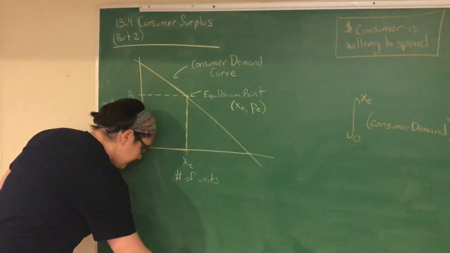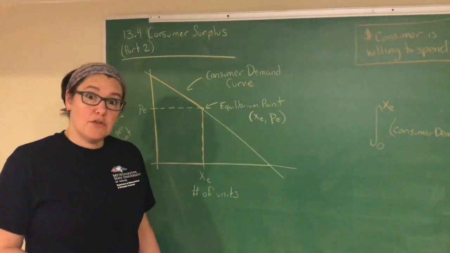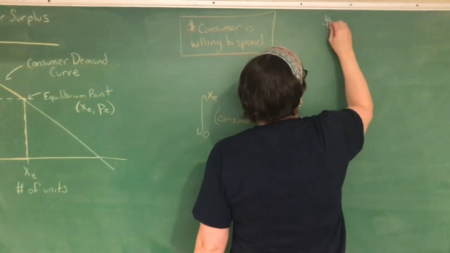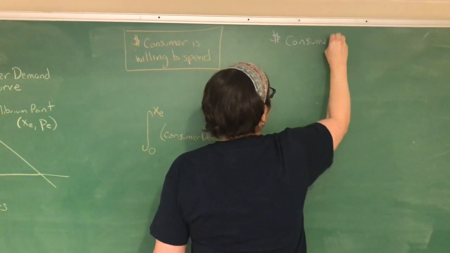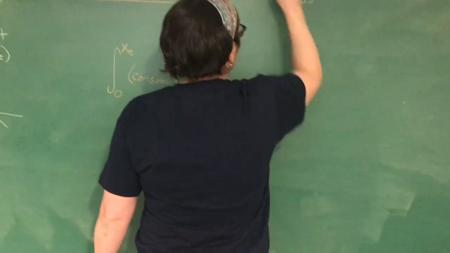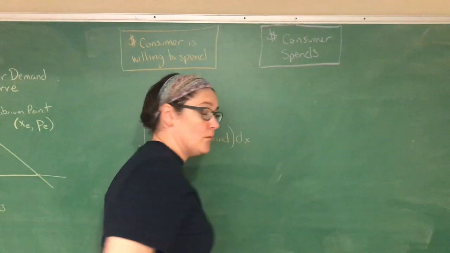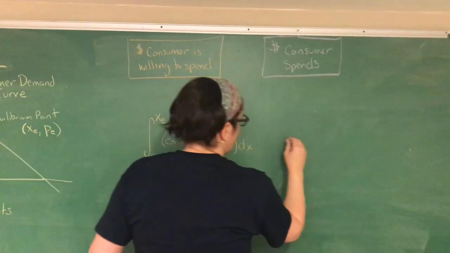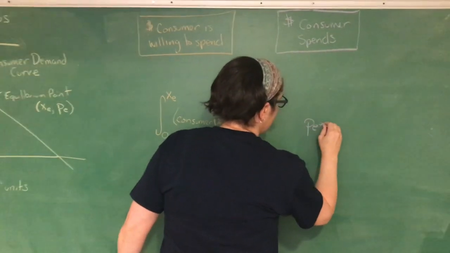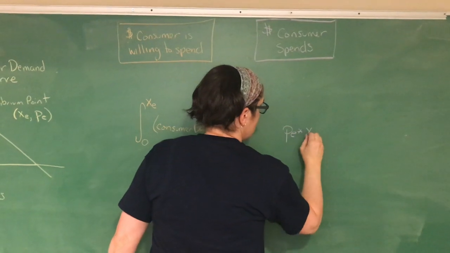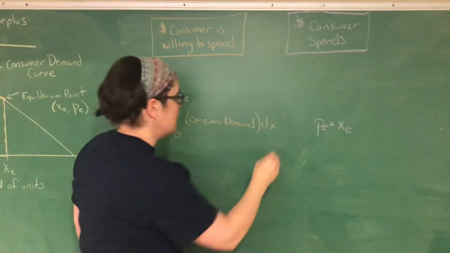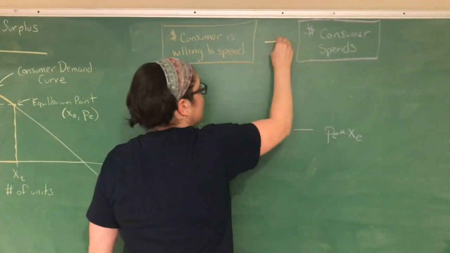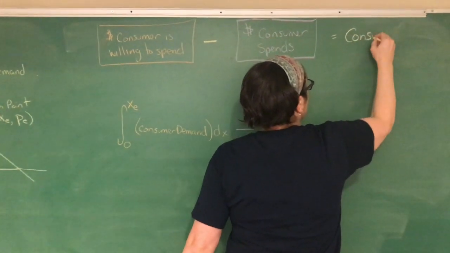Okay. And then we said, all right, how much did the consumer actually spend? That amount for us was the price per unit times the number of units. So in our case, that would be the equilibrium price times the equilibrium quantity. And we subtracted that amount from the amount that they were willing to spend, and what that did is that gives us our consumer surplus.